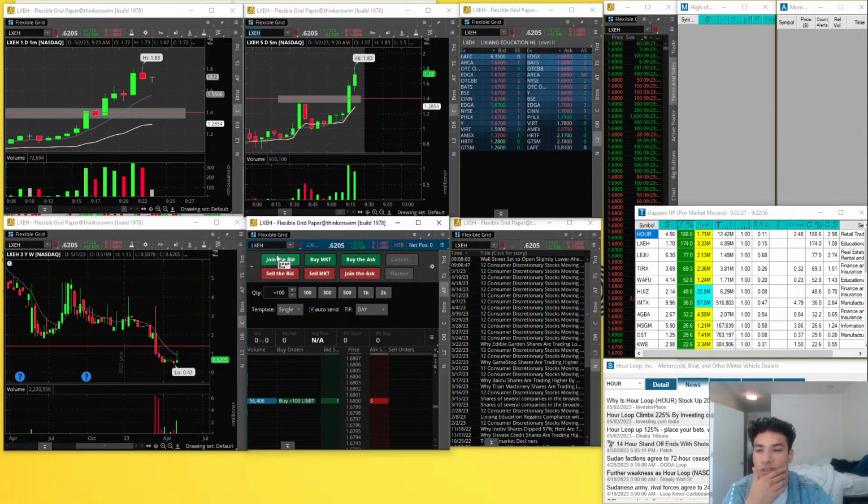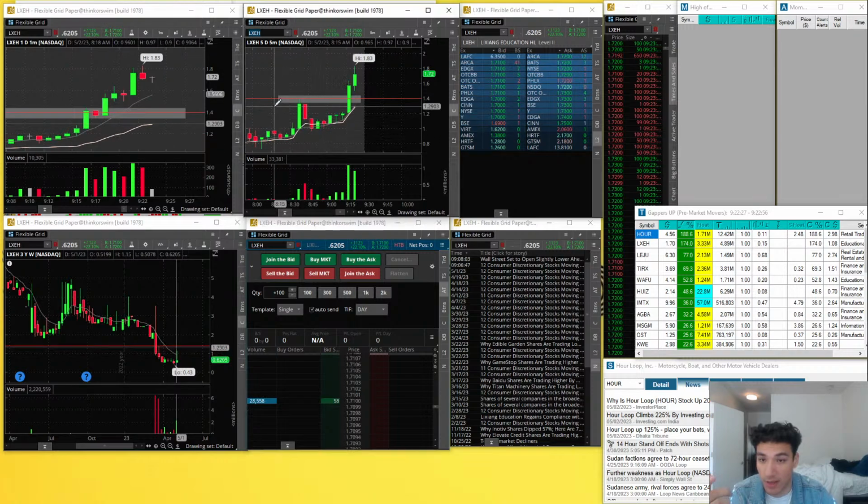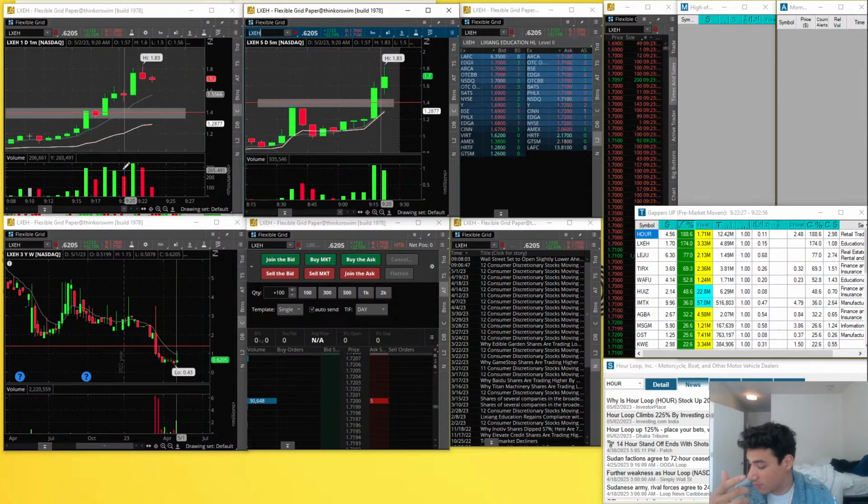Okay, so what you have to understand is that this was a 1 minute play, meaning that the stop was supposed to be tight. On the other hand, if we're gonna do a 5 minute play, as in I'm looking at this chart and I want to buy here, then the stop is gonna be much longer. The play is gonna take much longer. It's gonna be much more patient on every aspect of the trade.